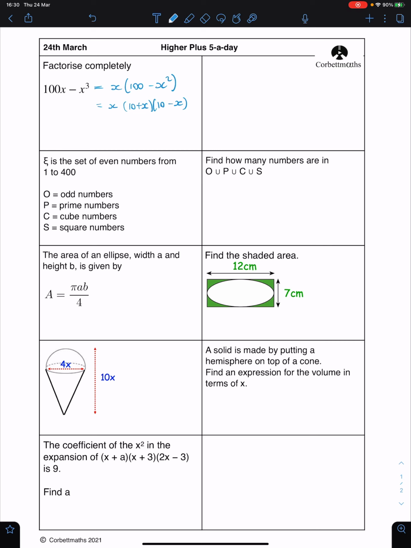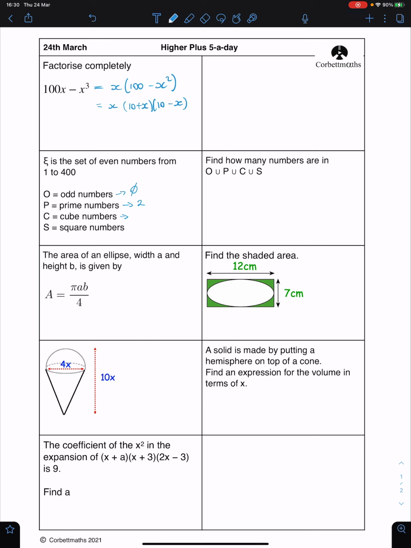Next, this symbol is the set of even numbers from 1 to 400. So that's 2, 4, 6, 8, and so on. O represents odd prime numbers, P represents prime numbers, C represents cube numbers, and S represents the square numbers. Here we can already see that this is going to be nothing. This normally means a symbol for empty set, but we'd say that is nothing. P for prime numbers, the only one that's going to be is 2, and there are no other even prime numbers. For cube numbers, well, we can go through this.